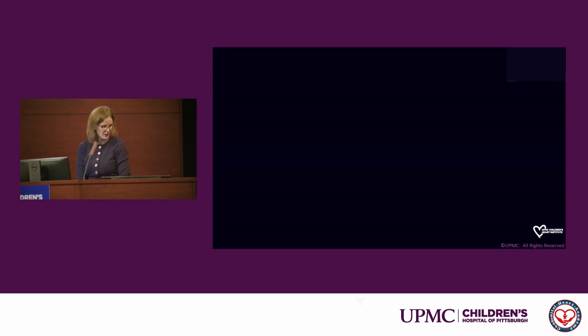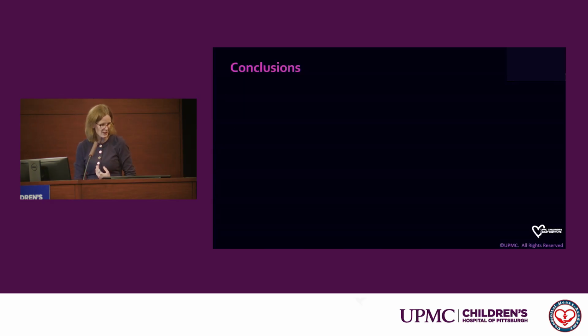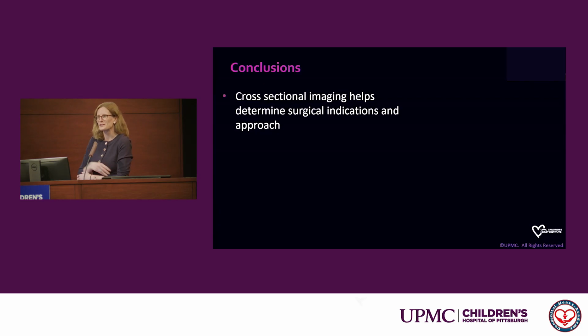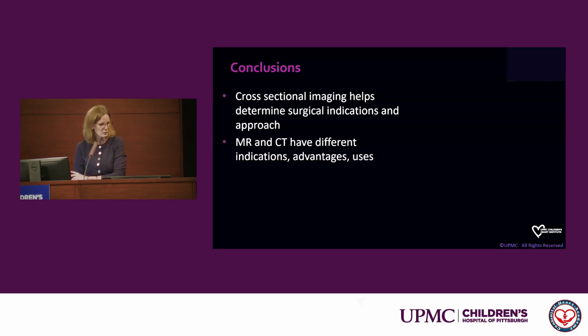So those are the cases to demonstrate, hopefully, the principles that we've talked about today, which I think cross-sectional imaging, especially if you're thinking that your patient's aortic valve requires surgical treatment or some sort of treatment, can be really helpful to understand the whole package, from the subaortic area all the way around the arch to the descending aorta, and it can help determine the surgical indications, especially around those guidelines that I shared with you. We talked a little bit about MR and CT and the different indications, advantages, and use in workflows.